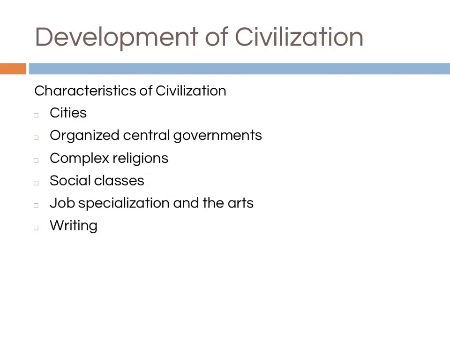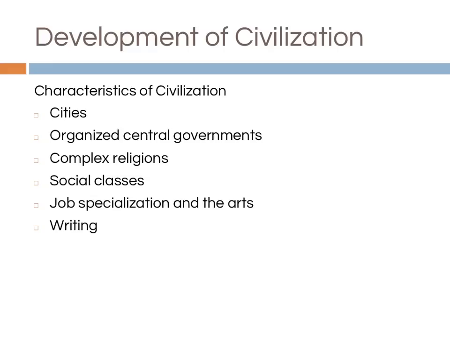So these are the major characteristics of civilization that we're going to talk about. Most civilizations have these things. You can still be a civilization without these things, but it's just a framework that we use to help us talk about different civilizations and compare them. So most civilizations have cities, organized central governments, more complex religions, social classes, job specialization in the arts, and writing.